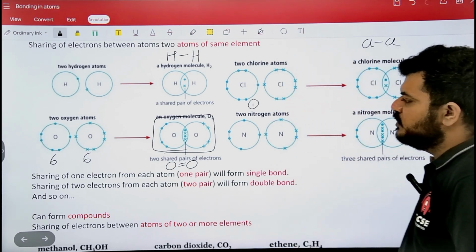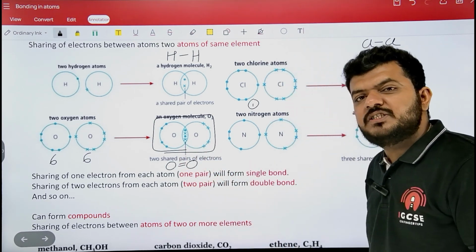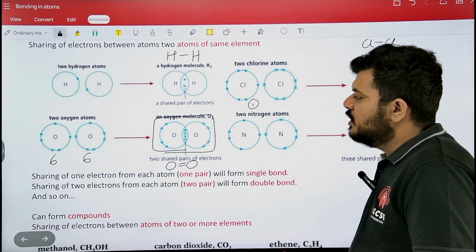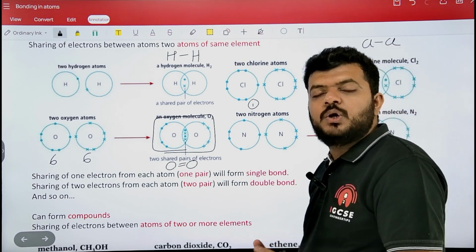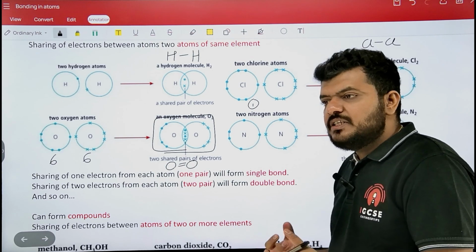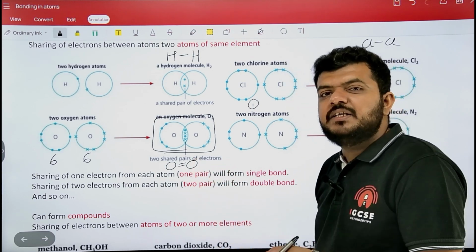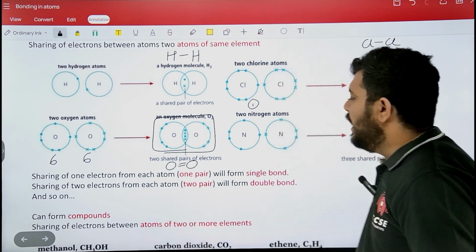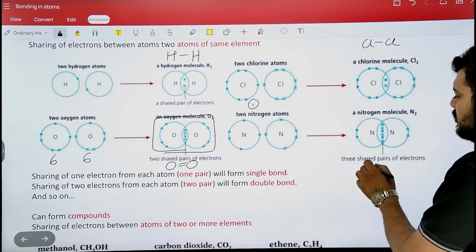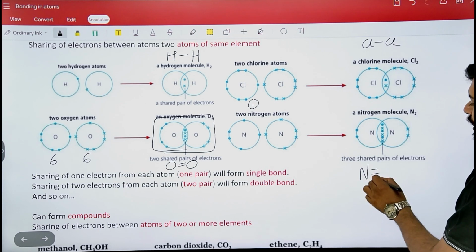Now, if you observe, they have given clear dots and crosses to each oxygen to separate which electron is coming from where. As it is, electrons don't have their own identity. This is for understanding how sharing happens, right? For nitrogen, there is a triple bond, right?